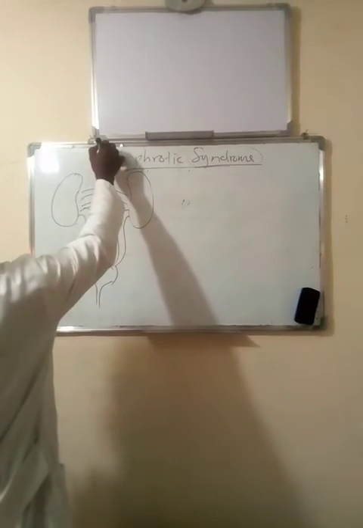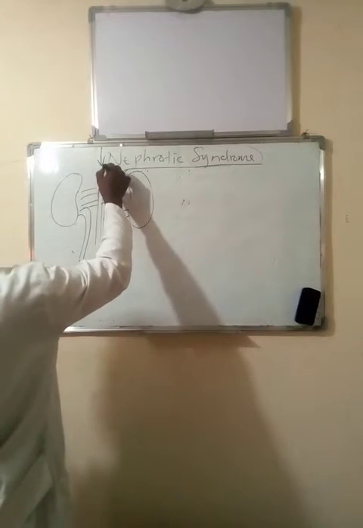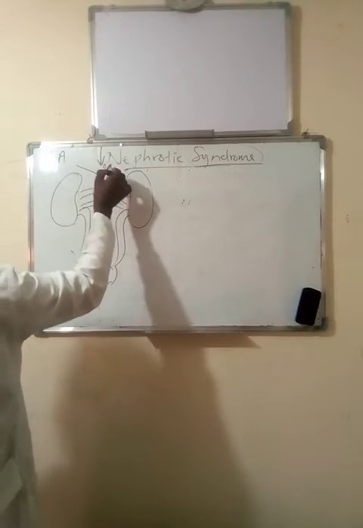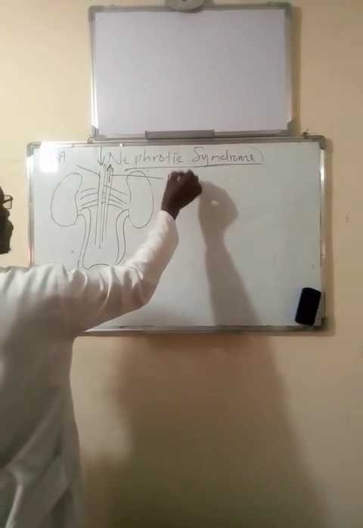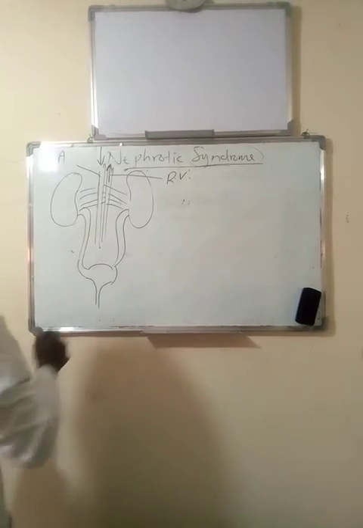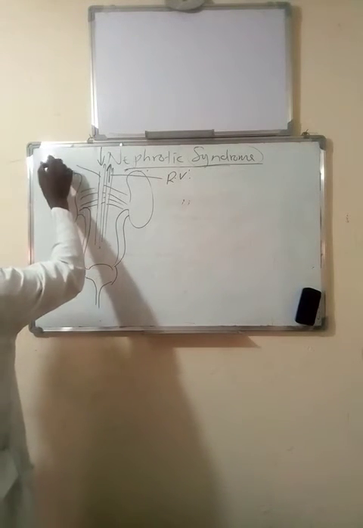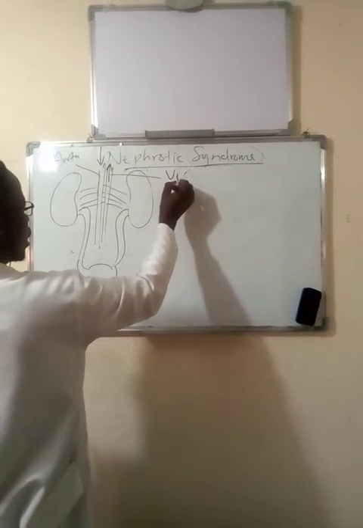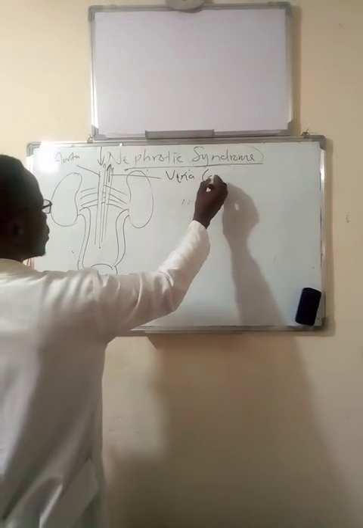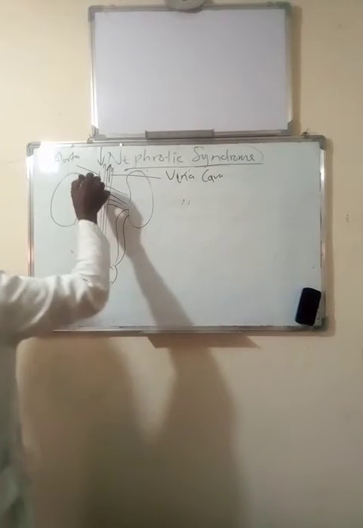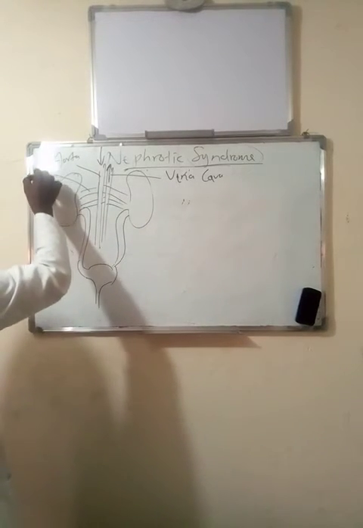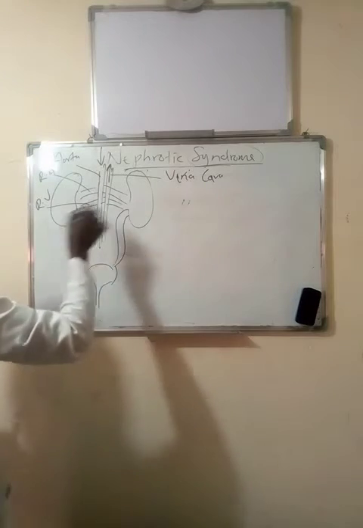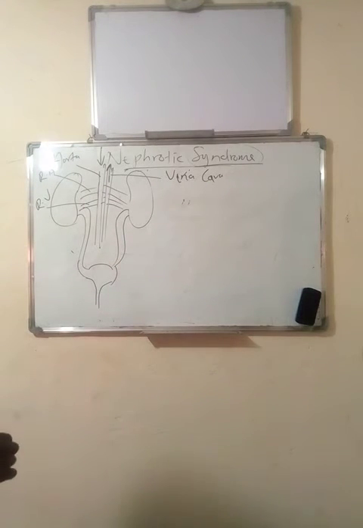So here we have blood coming like that, going like that. This is the renal artery, and then this is the renal vein. Oh, I mean this is the aorta, and then this is the vena cava. Then this one is the renal artery, and this one is the renal vein, taking blood away from the kidneys.